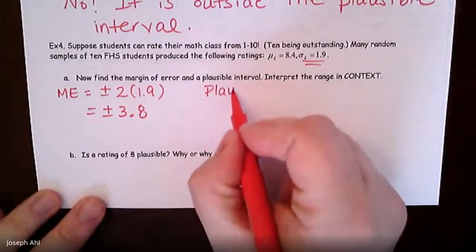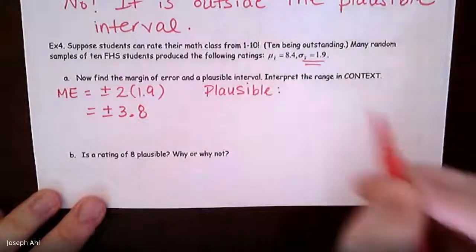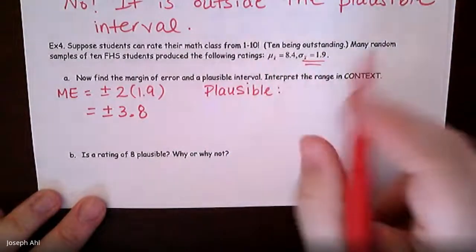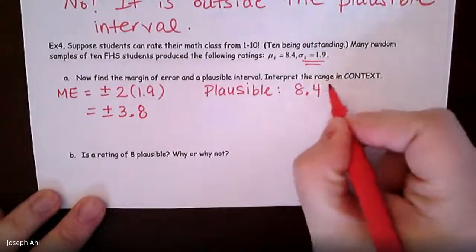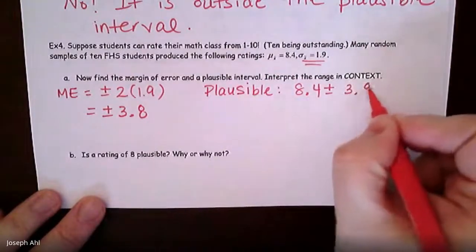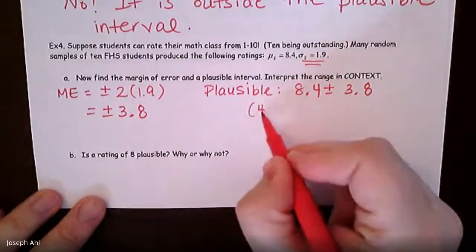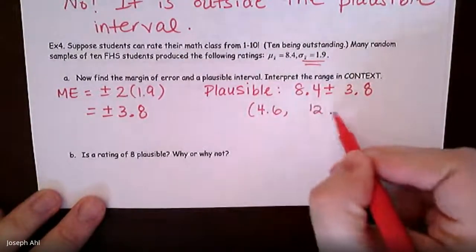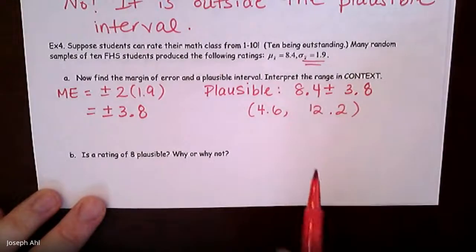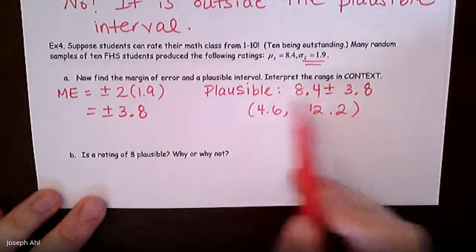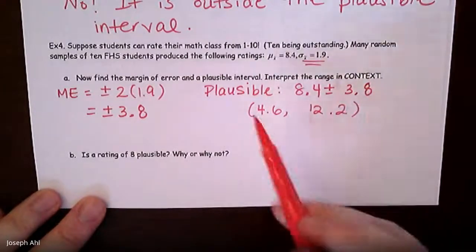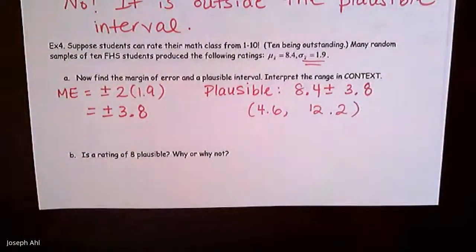Okay. So once I have the margin of error, the plausible interval is the average, right? Your mu sub X bar plus or minus the margin of error of 3.8. So that range is going to go from 4.6 to 12.2. So how do I explain what that interval of values means in the context of this problem?